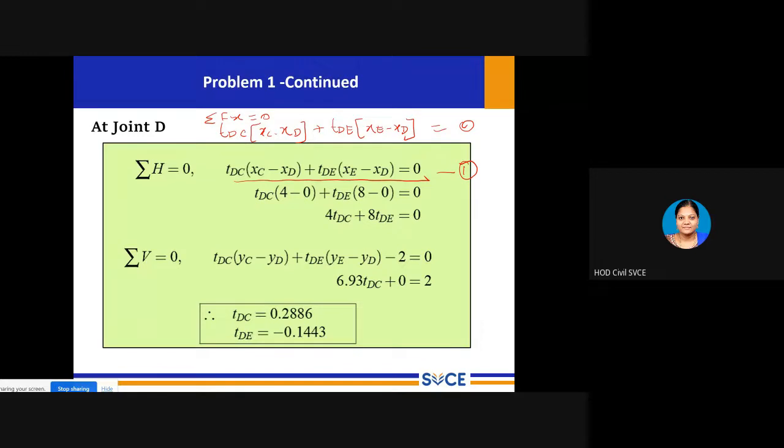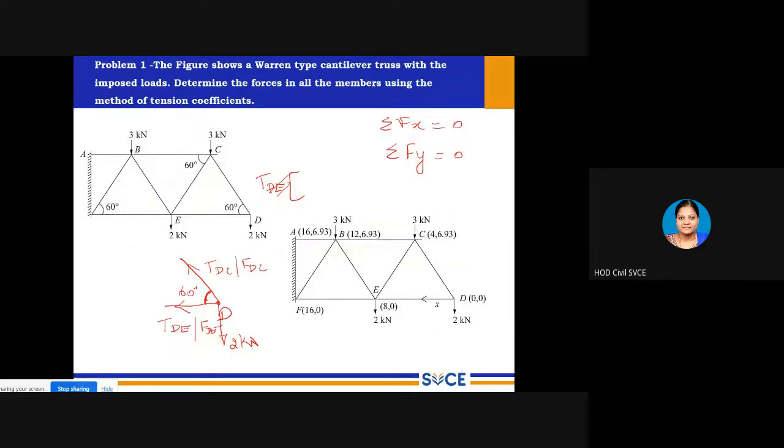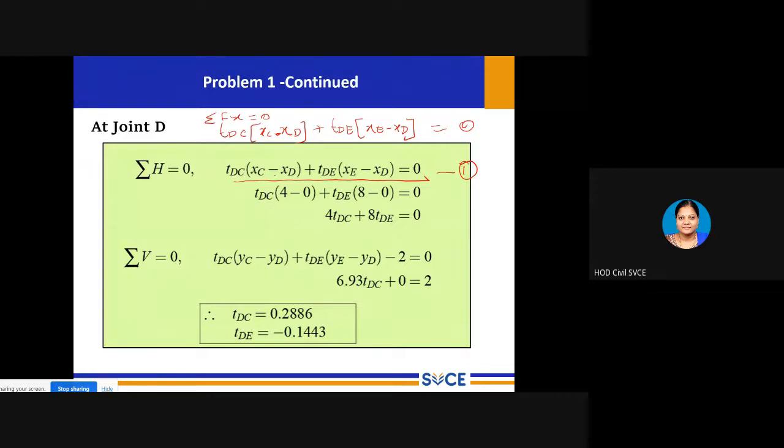And in this equation, you have to substitute the coordinates: the x coordinate of point C and x coordinate of point D, similarly the x coordinate of point E and x coordinate of the point D. What is the x coordinate of the point C? 4. Okay. What is the x coordinate of the point D? 0. Right? Is it clear? Clear, ma'am. And similarly, what is the x coordinate of the point E? It is 8. Okay. So you have to substitute the coordinates of each and every point here. So when you simplify this, you get the final equation like this: 4 TDC plus 8 TDE is equal to 0.